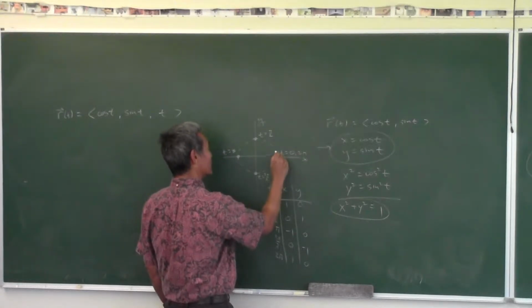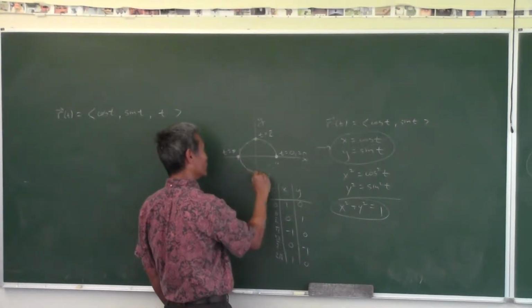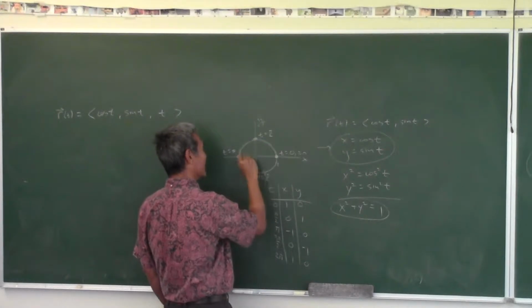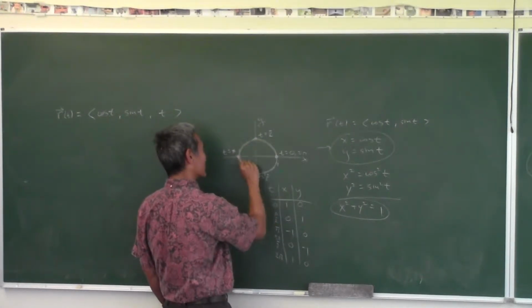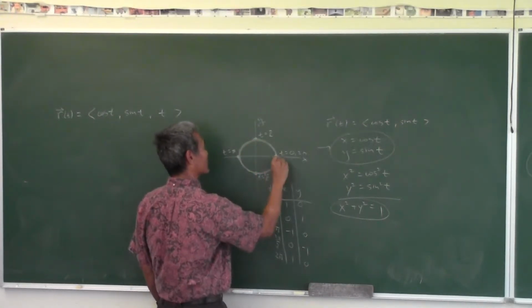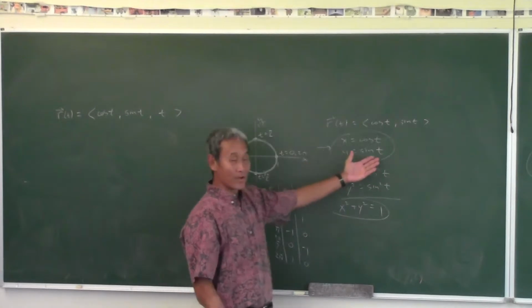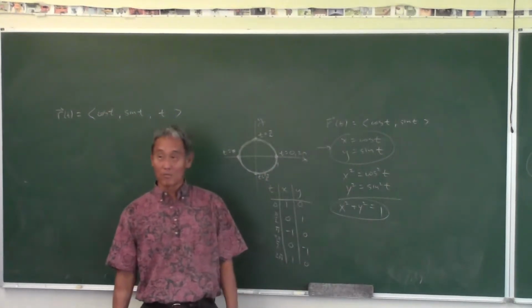And if you keep going, it just keeps doing this. And in physics, what do we call this? Uniform circular motion. So these are the equations of uniform circular motion.